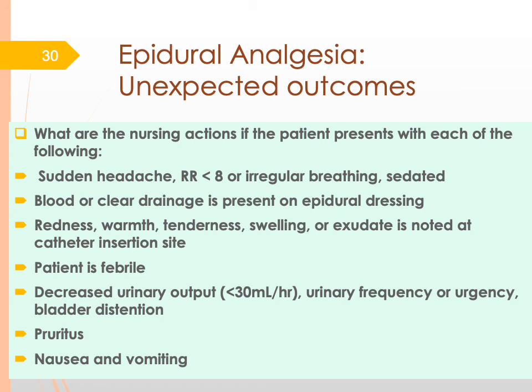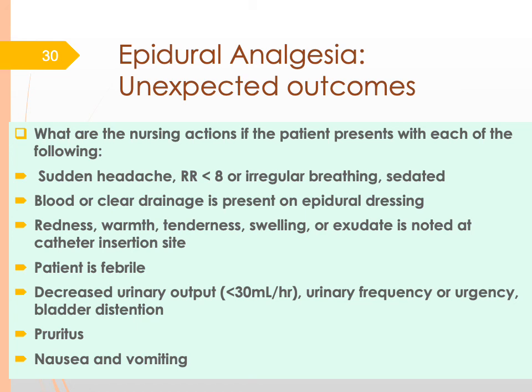And then we'll look at expected and unexpected outcomes. So sudden headache: what we want to do is stop the infusion or the bolus, stay with the patient, and call for help because the catheter might have migrated. Respirations less than 8, or irregular breathing. This is a sign of respiratory depression. So we want to encourage the patient to take deep breaths. We want to stop the infusion, stay with the patient, call for help, and notify the provider. Prepare to, and you may have to also administer Narcan.